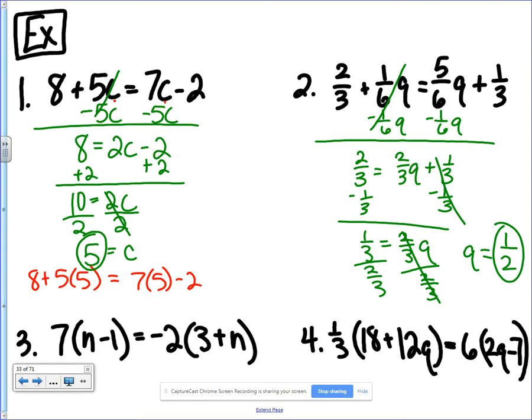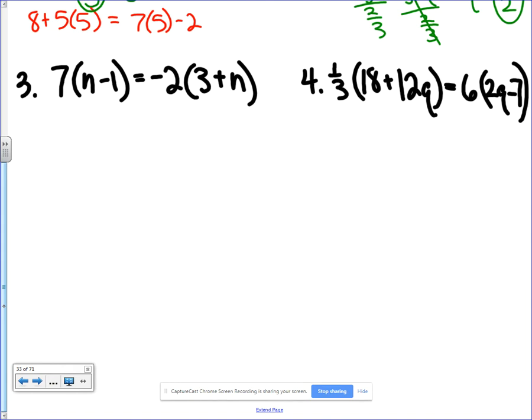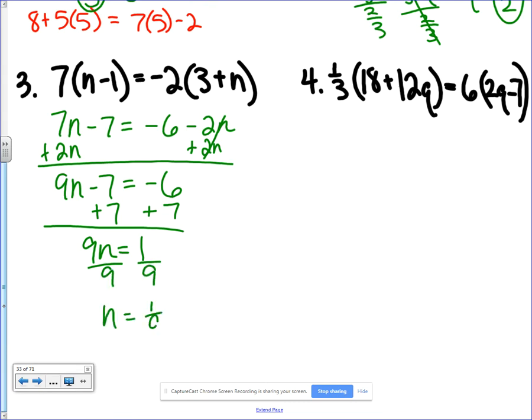Okay, if we look at number 3, this time we've got some parentheses we want to get rid of first. I can do some distributing before I start collecting my variables. Make sure you distribute to everything in the parentheses. Now that I'm here, I'm going to move my smaller n over. 9n minus 7 is equal to -6. Now we're going to isolate that n. And you get a 9th.